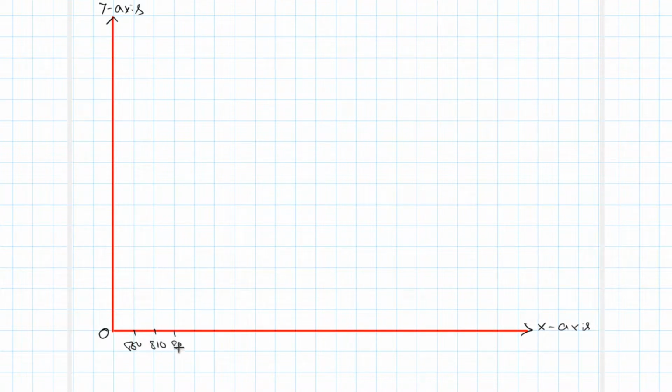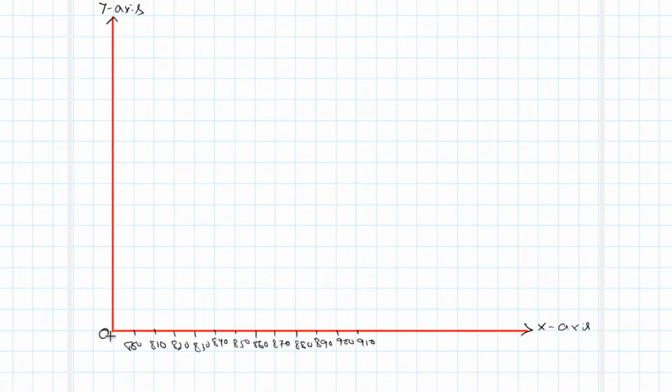810, 820, 830, 840, 850, 860, 870, 880, 890, 900, one more extra, 910. Okay, now see, between 0 and 800 there are many numbers.